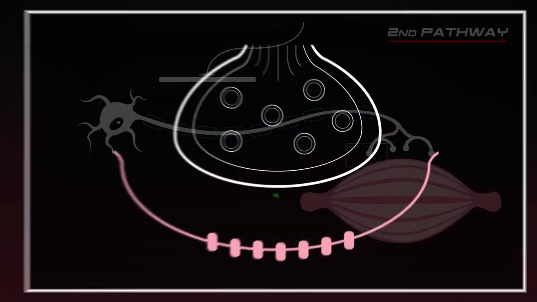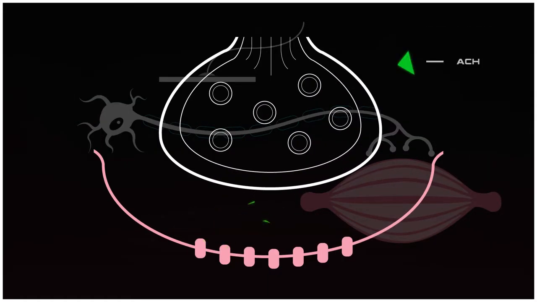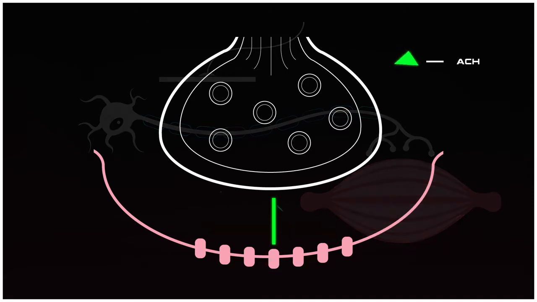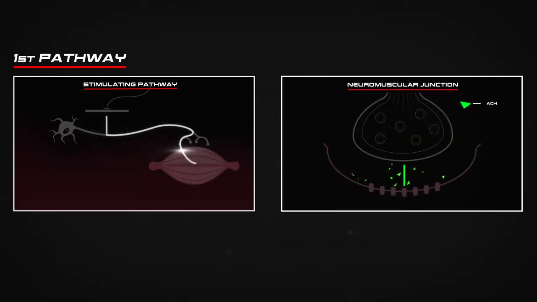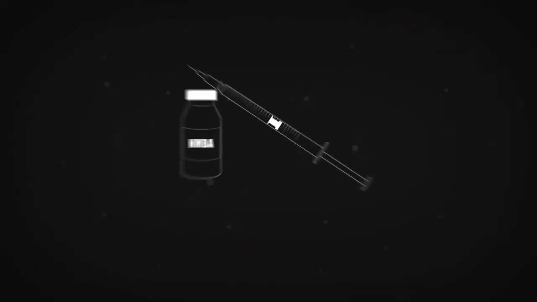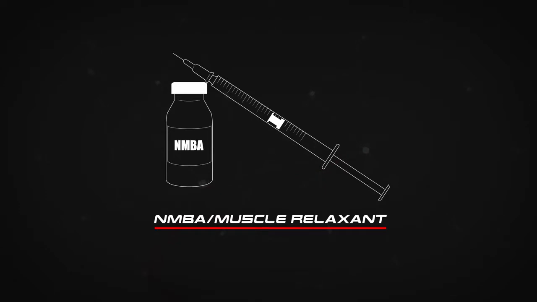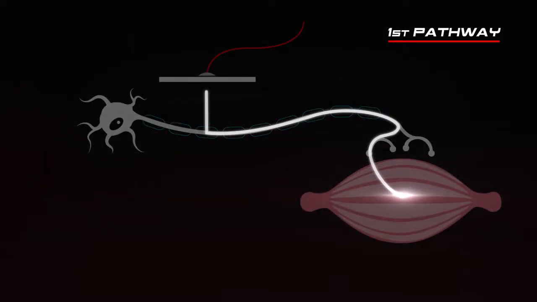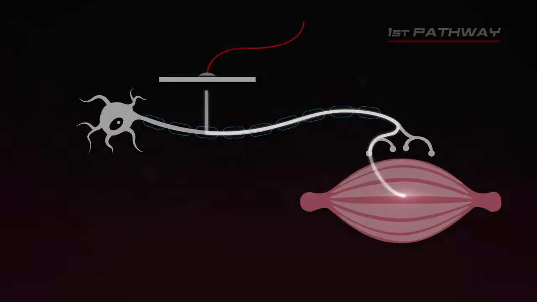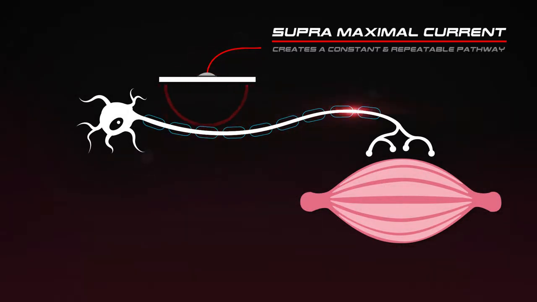The second pathway considers the inhibitory influence of the injected muscle relaxant on the neuromuscular junction. Both of these pathways can influence the strength of the resulting muscle contraction. In order to reliably make an assessment of the efficacy of the muscle relaxant, we need to create an environment where the first pathway is constant and repeatable. This is achieved by applying a supramaximal current to the nerve.